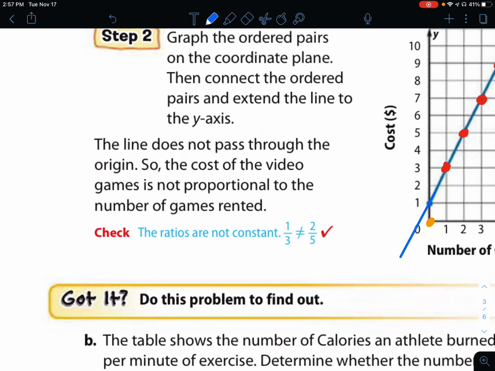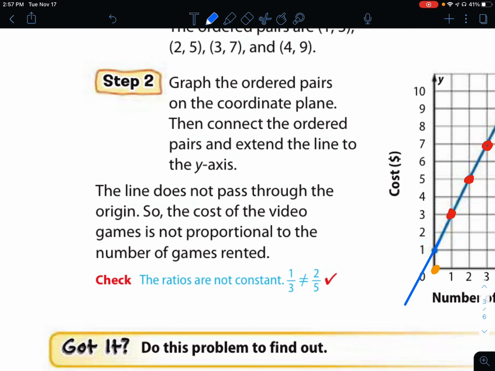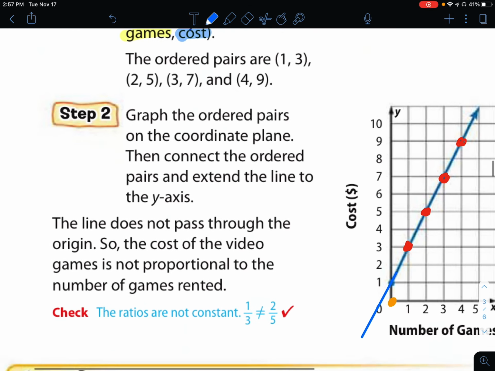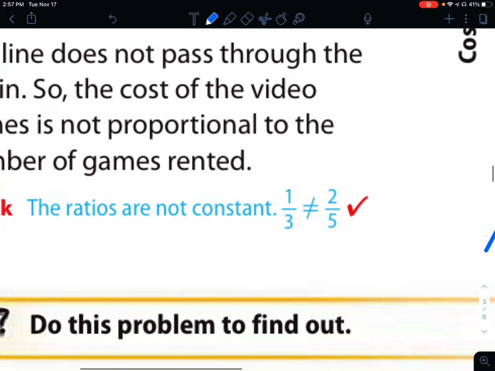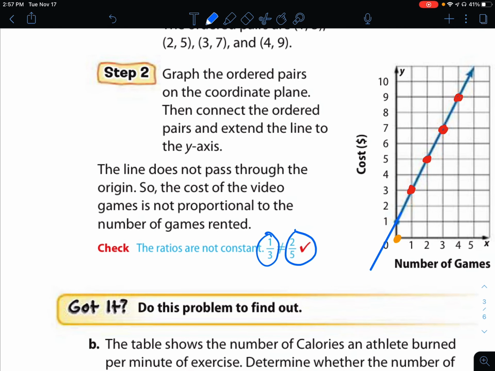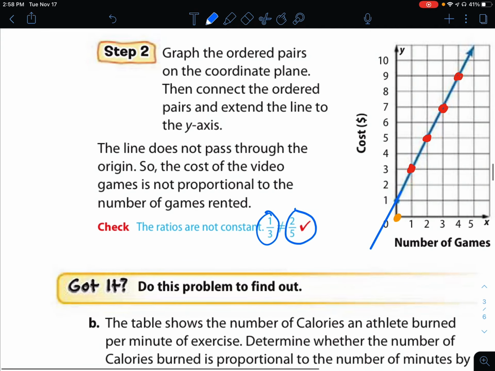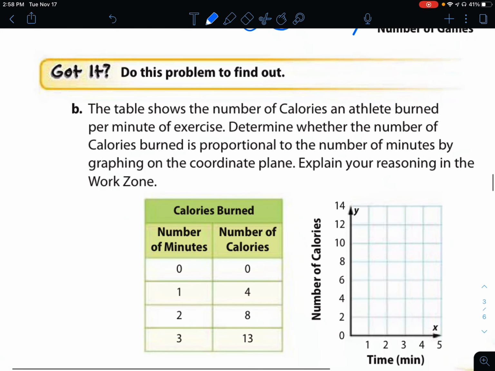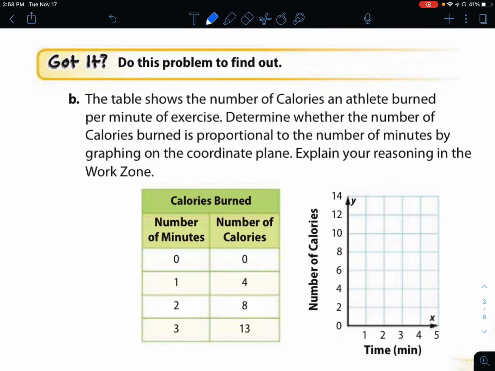Now, if you go back to the definition of proportional relationships, remember they have to have a constant ratio. And if you look at the ratios here, 1/3 is not equal to 2/5. So again, by definition alone, this is not a proportional relationship. Okay? All right, do the got it and see if you understand that particular example.